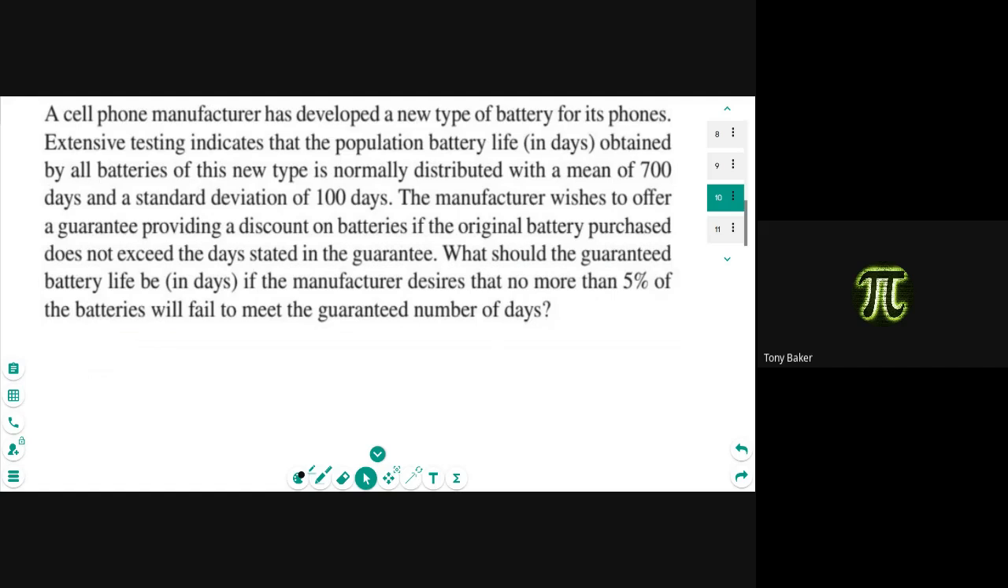All right, so the manufacturer wishes to offer a guarantee, so basically a manufacturer warranty, providing a discount on batteries if the original battery purchase does not exceed the days stated in the guarantee. So, what should they make their guarantee so that they do not have to replace any more than 5% of the batteries?